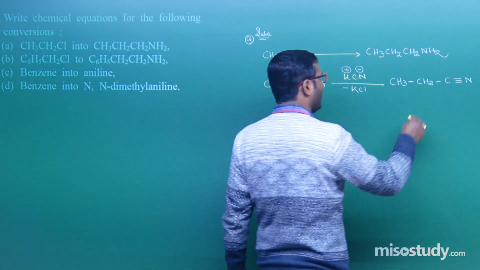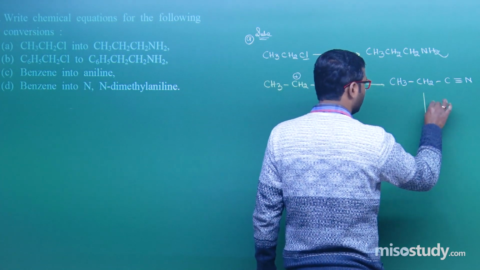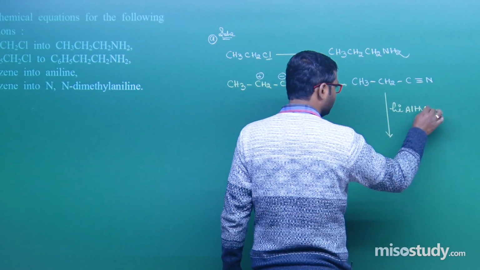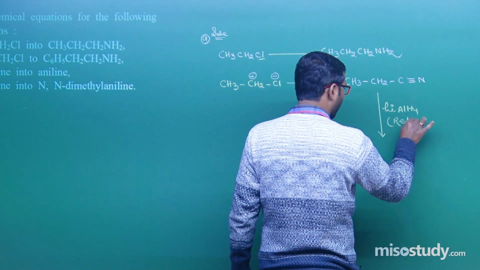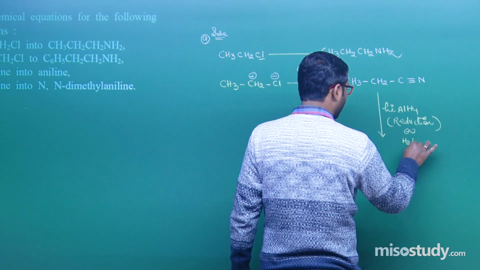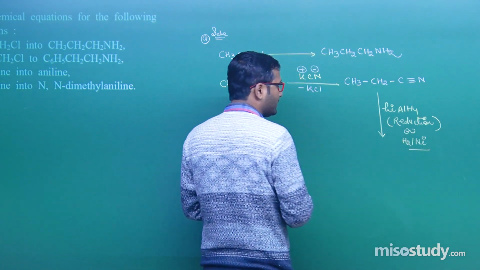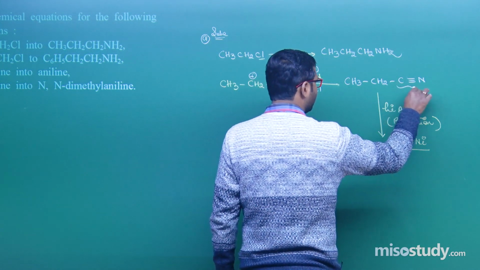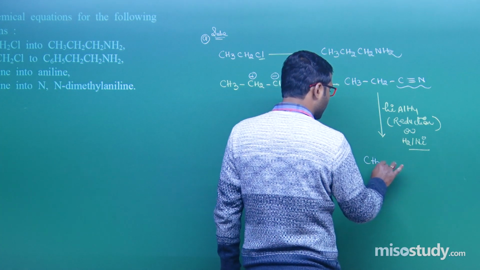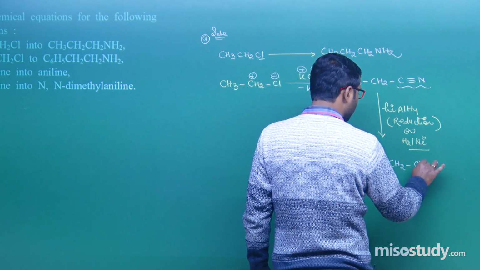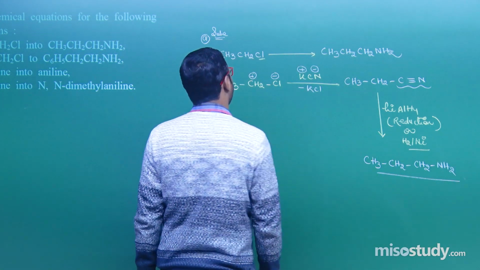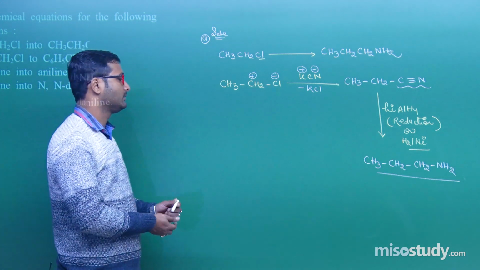CH3CH2CN, again, when it is treated with reduction, LiAlH4 or H2/Ni, reduction takes place. Then what is the product we obtain? This CN will be converted to CH2NH2. So the product will be CH3CH2CH2NH2. This is a simple method of conversion of alkyl halide to amine.